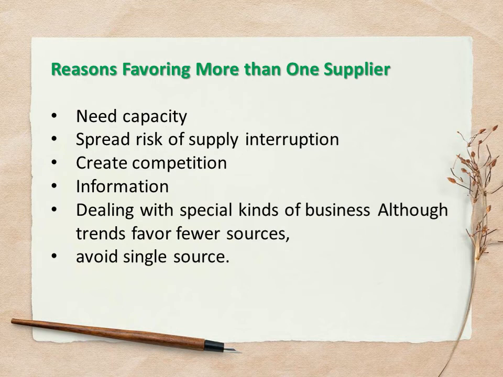Spread risk of supply interruption. So when we say risk, in every transaction it always involves risk. So, for example, dili siya maka-produce o dili siya maka-provide, at least naa kay option nga supplier number 2. Kung dili ka supply, sige supplier number 1. So, ang risk imong distribute to one supplier. What if dili siya maka-provide, so naa ay another option who will provide.